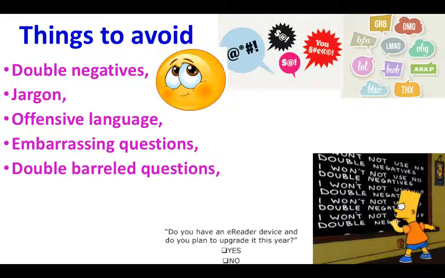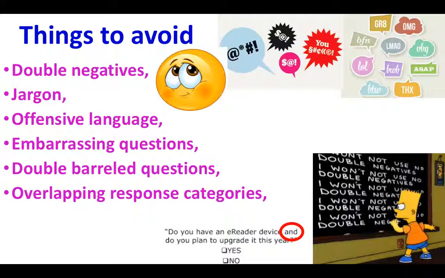Double-barreled questions are things we don't want. So, do you have this and do you have this? When you're asking for this and this, that's called a double-barreled question, and it's really two questions in one. So make them two separate questions.